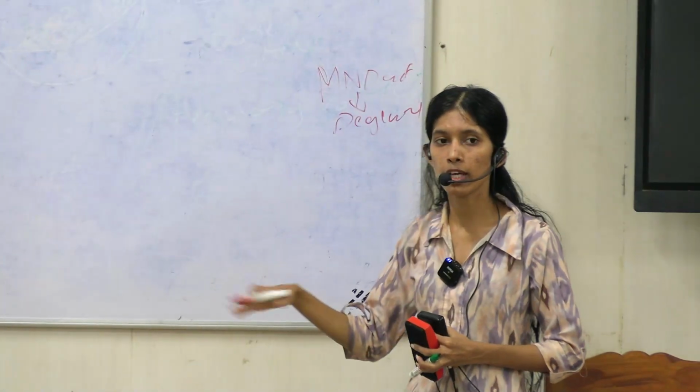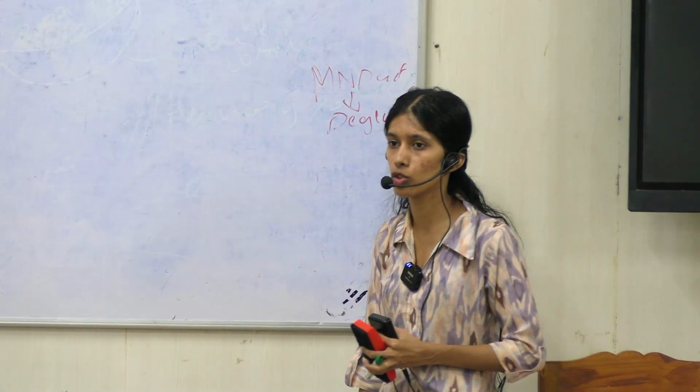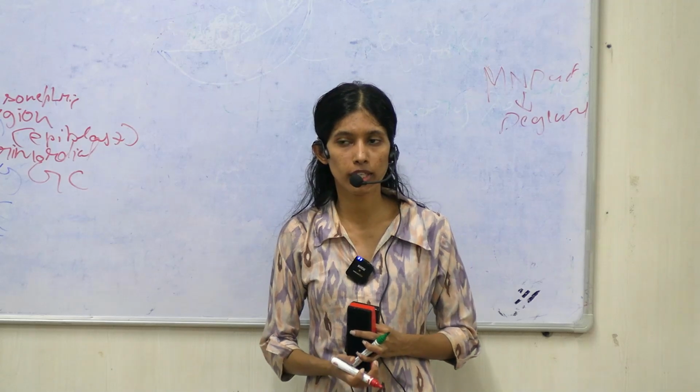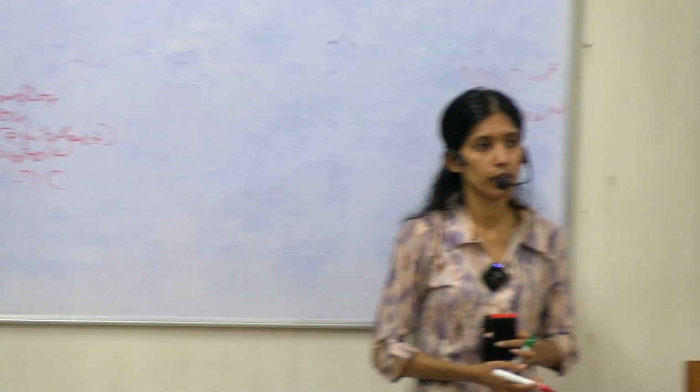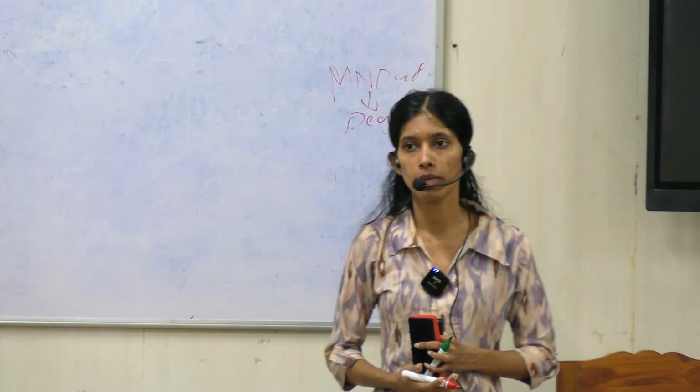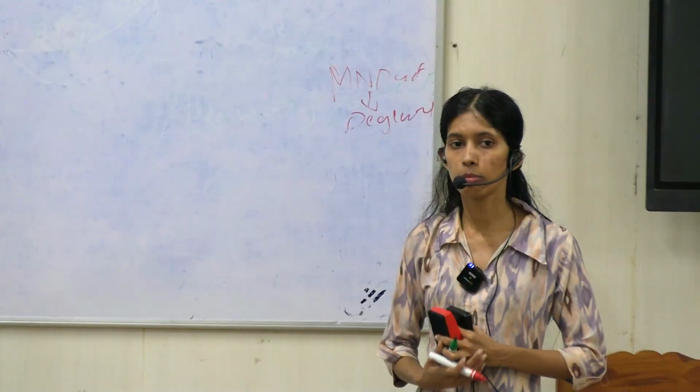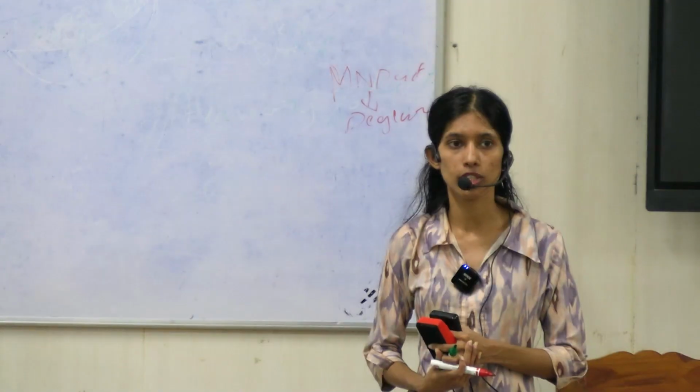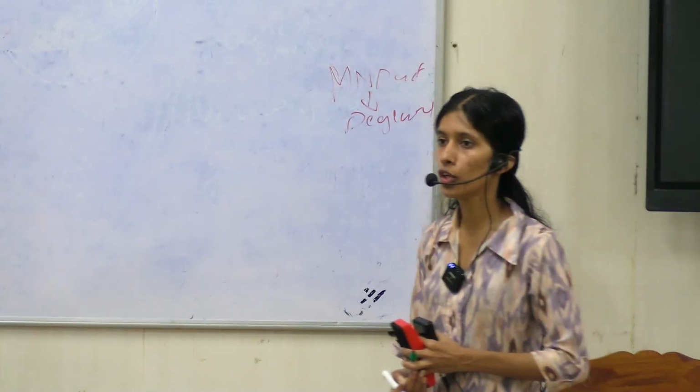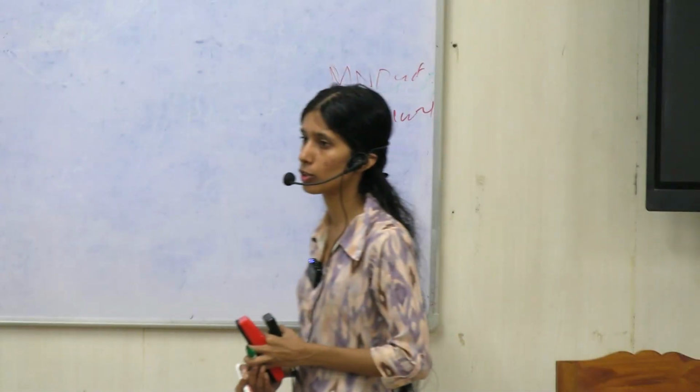Okay, whereas the paramesonephric duct will give rise to uterus and your fallopian tubes. Okay, note down the point. In the development of female reproductive system, the mesonephric duct will degenerate and the paramesonephric duct will develop into uterus and fallopian tube.